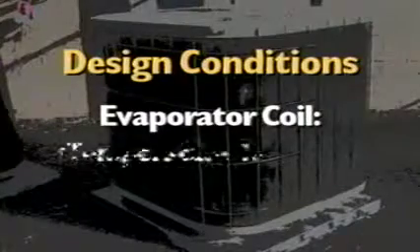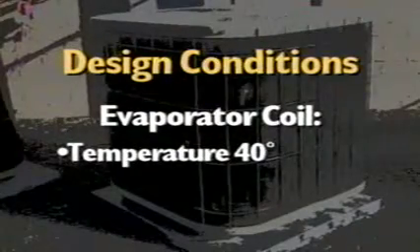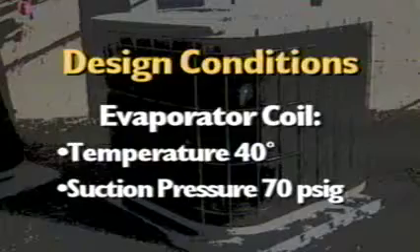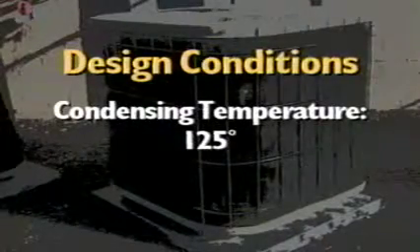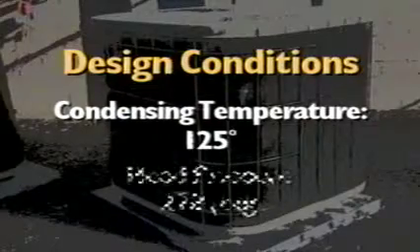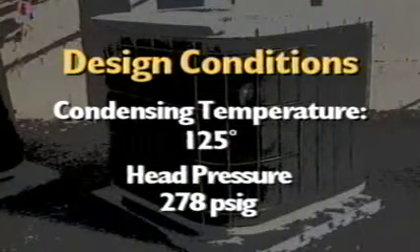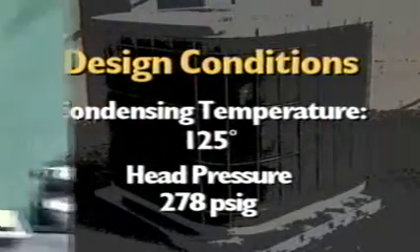Here's an example. When standard efficiency R22 equipment is operating at or near design conditions, the evaporator coil temperature should be 40 degrees with a suction pressure of 70 psig, and the condensing temperature should be 125 degrees with a head pressure of 278 psig.